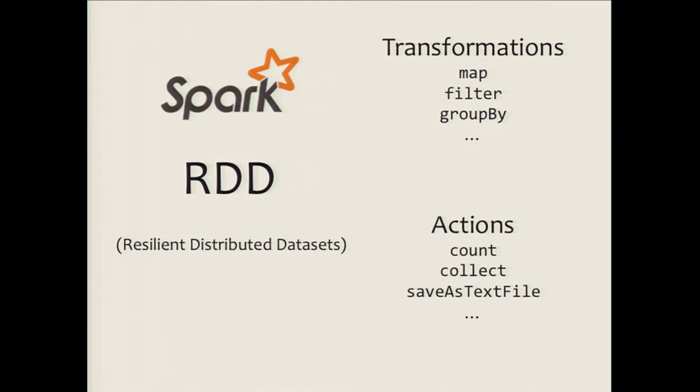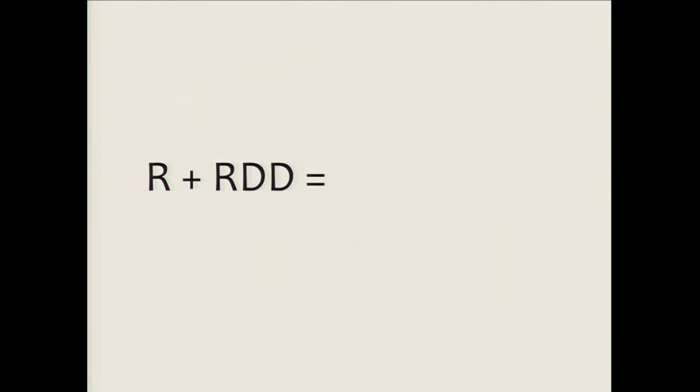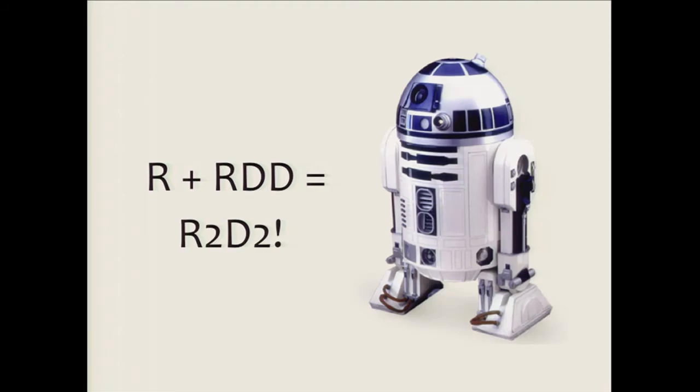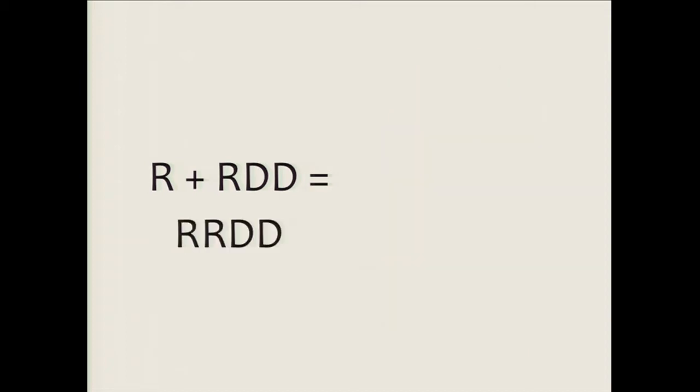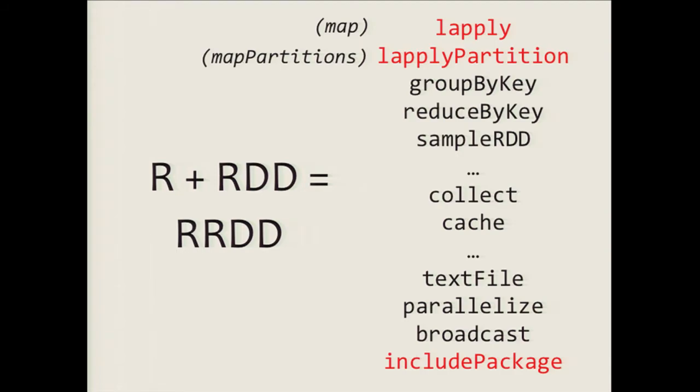Transformations, on the other hand, have lazy semantics and return a new RDD. So what is the result of combining R and RDD? For those of the Star Wars fans out there, it's of course the R2-D2 robot. But we came up with something better, which is RRDD. At a high level, RRDD is a subclass of RDD which supports a large subset of the operations we have seen so far. For instance, we support this map function and this map partitions function.